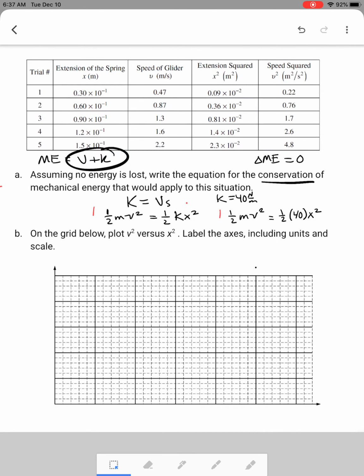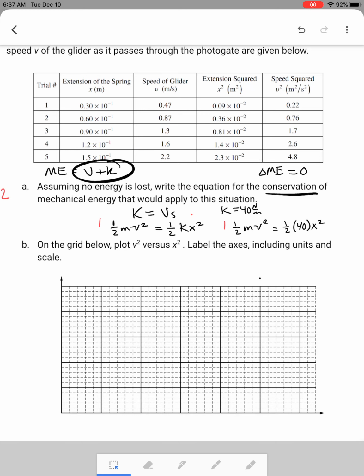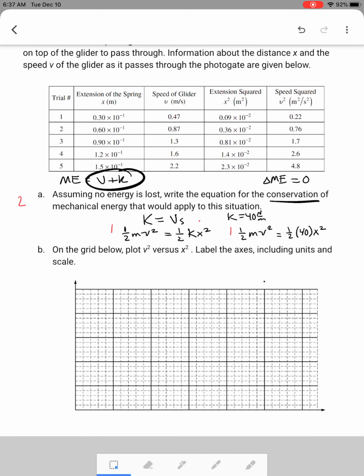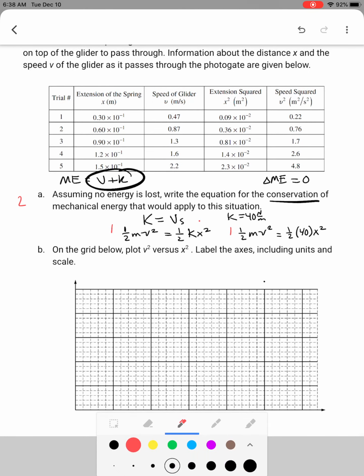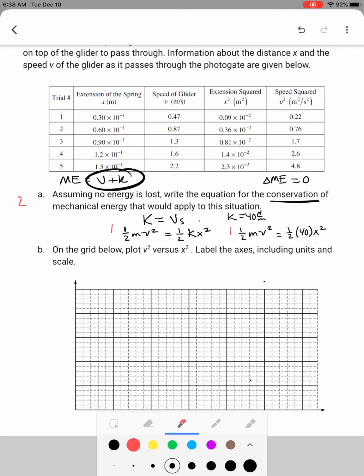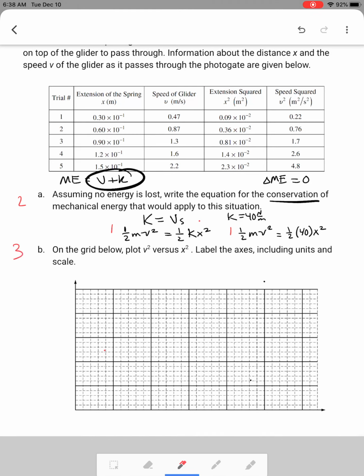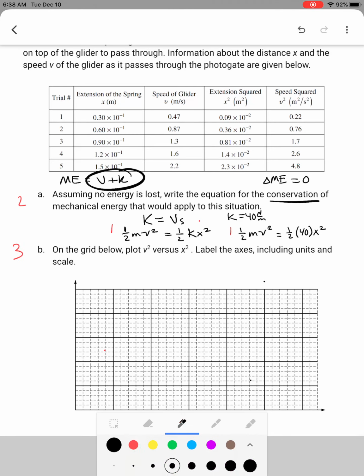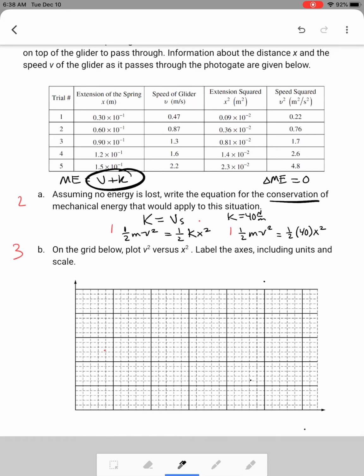On the plot below, plot v squared versus x squared, label the axes, including units and scale. Graphs are the easiest places to get points, guys. There are 3 total points on this problem. 2 out of 3 of those come from simply labeling your axes, including units, and making a linear scale on each axis. So let's get into what that means now.